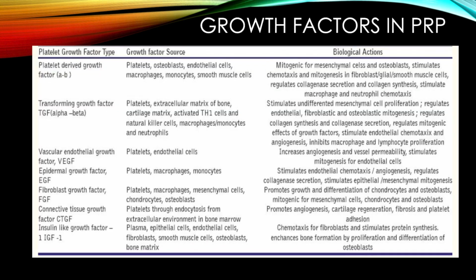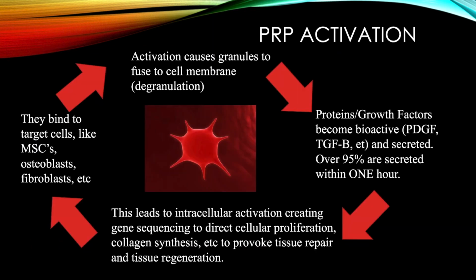We're not going to go through all this, but suffice it to say there are about 7, and some people say 12, growth factors in PRP. The predominant ones are platelet-derived growth factor, TGF-beta, VEGF, epidermal, fibroblast, connective tissue growth factor, and insulin-like growth factor. This is predominantly where the bioactive effects of PRP come from.